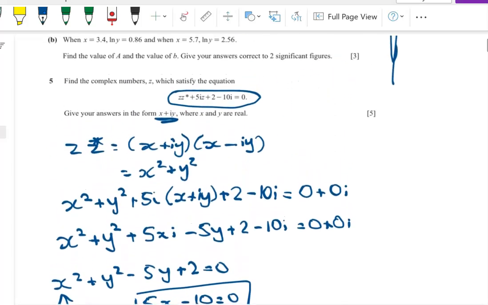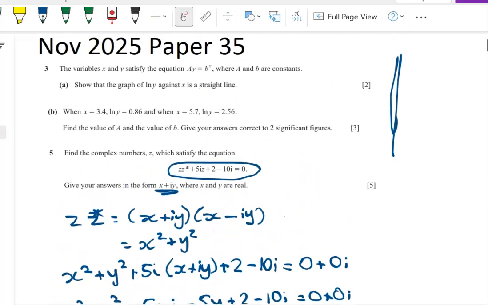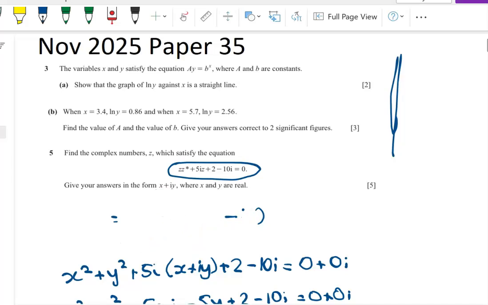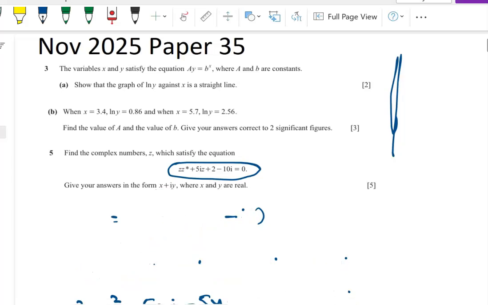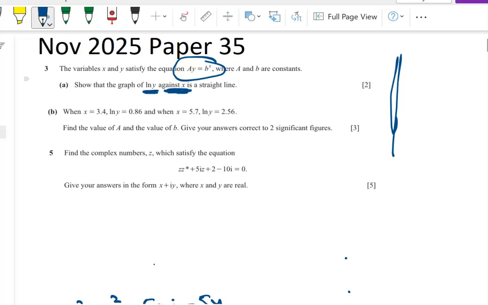Okay, let's now move on to the other one, which is the linearization thing. So we're given two variables x and y, but the relationship between them is nonlinear. We're told that ay is equal to b to the power of x. And the first step in this problem is to show that the graph of the natural log of y against x is a straight line. So you're given some pretty detailed guidance on how to start. And from there, we have to use 2 points on that straight line to find the value of A and the value of B.